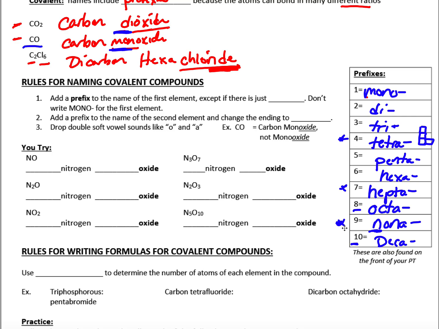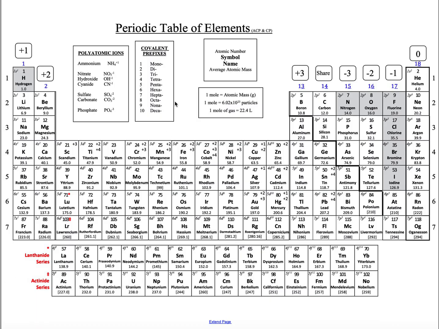Now the good news is these prefixes are on your periodic table. Look at that. They've been here all along. So you don't have to worry about memorizing them. It would help if you knew them, but at least you know where to look.